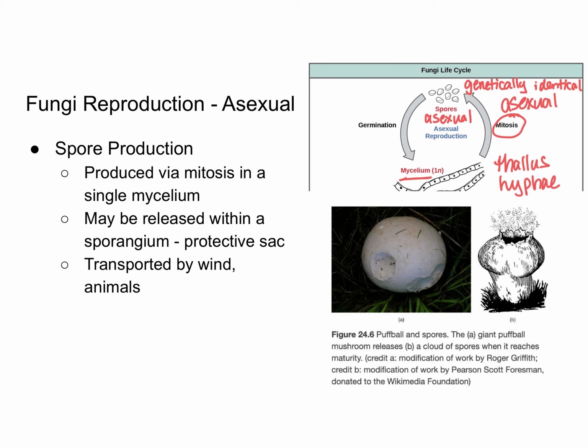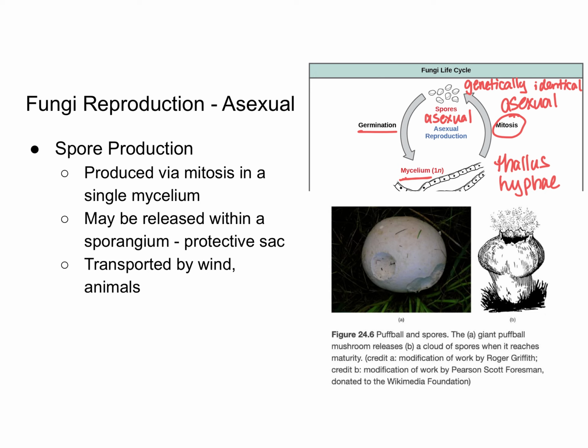So once these asexual spores are produced by mitosis, germination can occur. And germination just means that those spores land, and hopefully they land in a suitable place where the spore can then start going through mitosis in order to start making a new mycelium, which will ultimately make a new fungal organism.